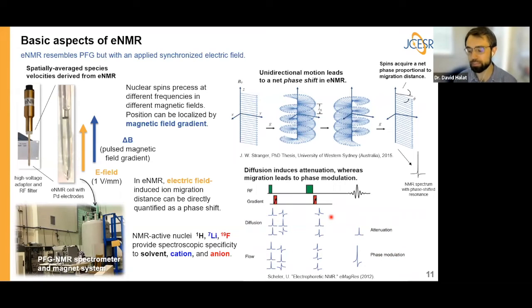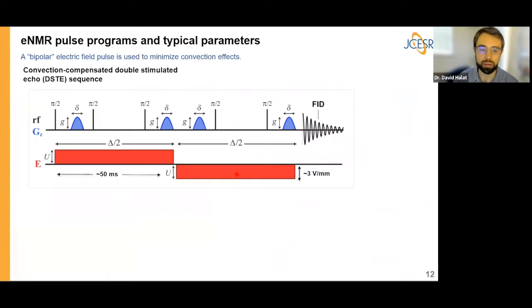Okay, so diving a little bit deeper, the pulse program that's most commonly used in eNMR is a double stimulated echo sequence. And the main reasoning behind the choice of the sequence is to avoid measuring convection. In fact, any process that doesn't depend on the sign of the electric field is one that we want to eliminate. So the most straightforward way to do this is to utilize a convection compensated sequence.